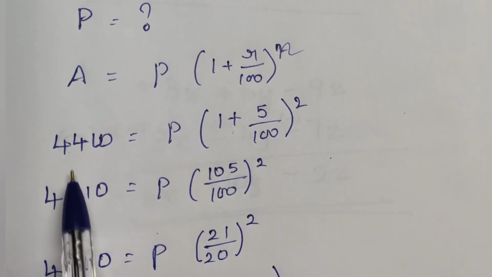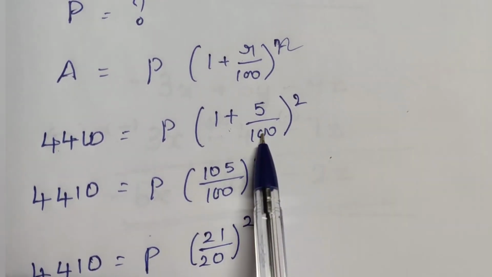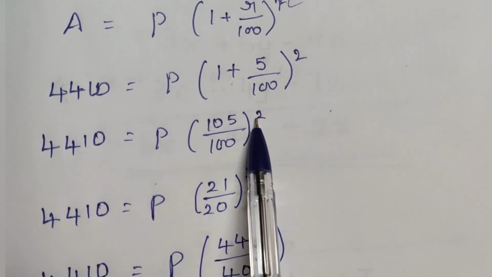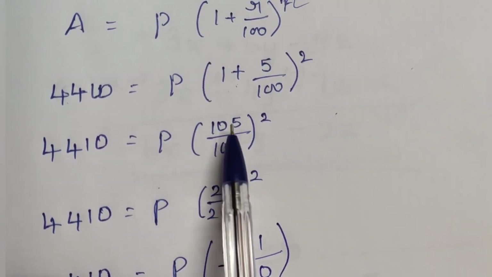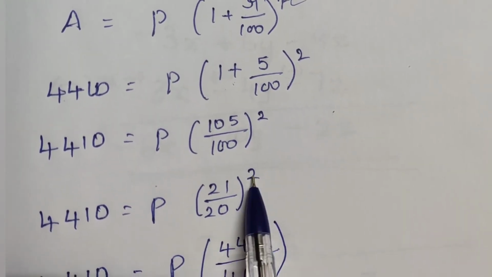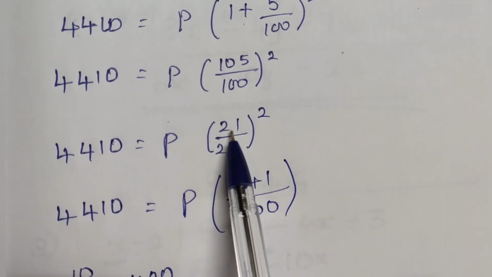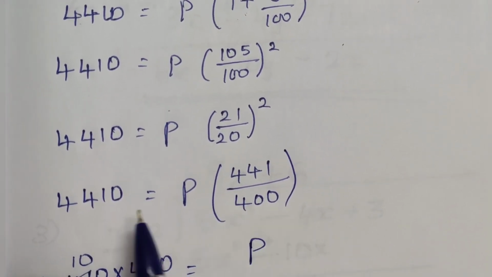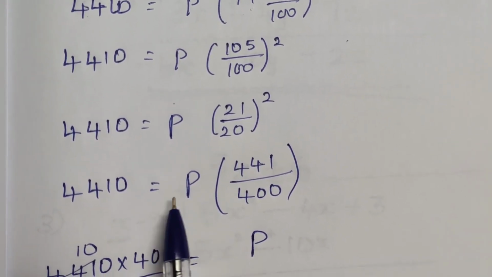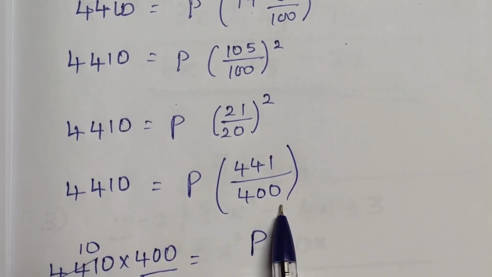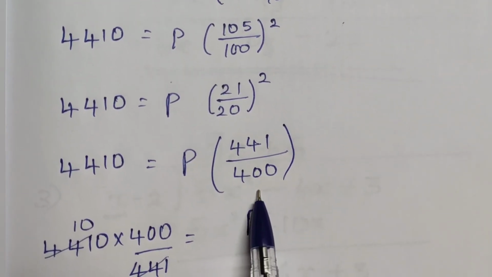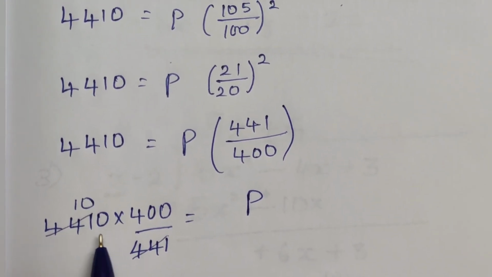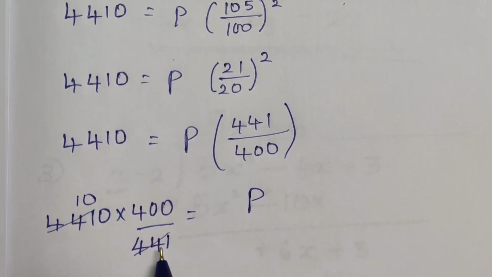So here 4,410 is equal to P into 100 plus 5, 105 by 100 the whole power 2. Lowest form of 105 by 100 is 21 by 20 the whole power 2. So now 21 into 21 is 441, and 20 into 20 is 400. So this is what we arrive at: 4,410 equal to P into 441 by 400. P equal to 4,410 into 400 by 441, since when it is transposed, it becomes the reciprocal.